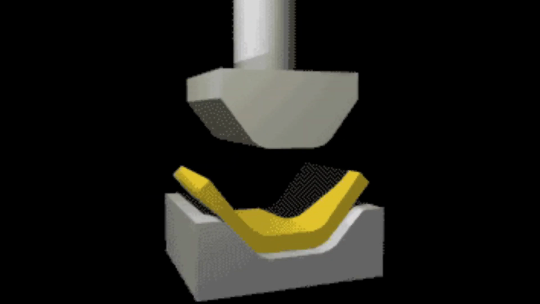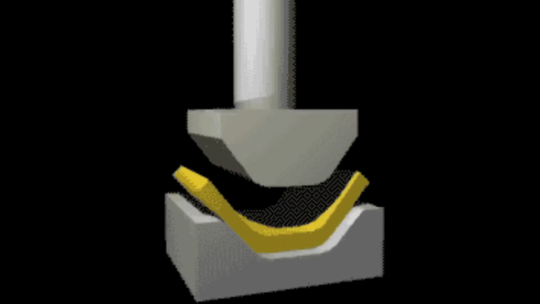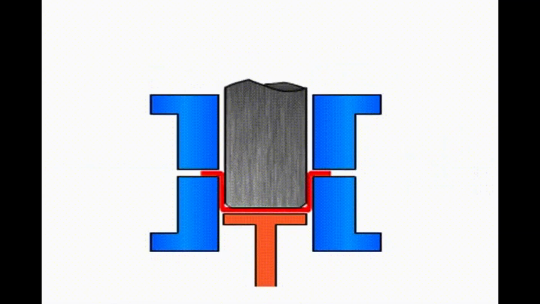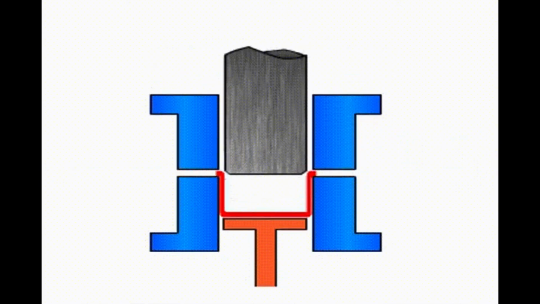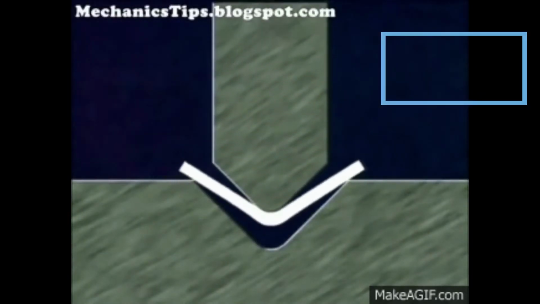Now we will see the sixth operation, which is bending operation. In this process, we can produce V shape, U shape, or channel shape by using punches and dies and applying external force on the sheet metal.